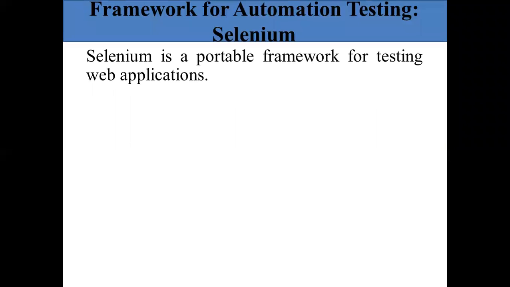Next, here we will discuss the Selenium framework of automation testing. We will discuss certain basics of the Selenium framework. Firstly, we should know what is the Selenium framework. We can say it is a portable framework. That means we can move this framework from one particular system to another system. And basically this framework is used for the testing of web applications.